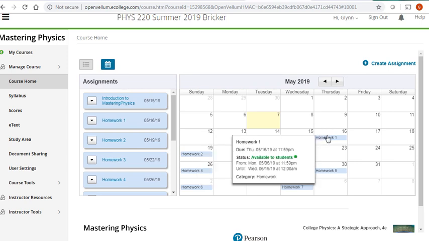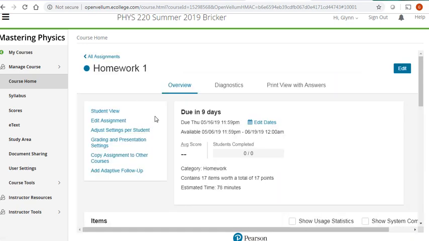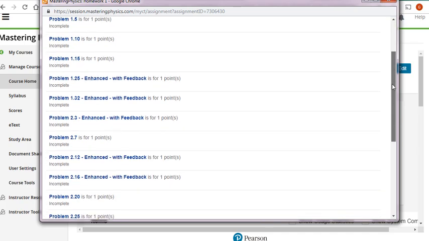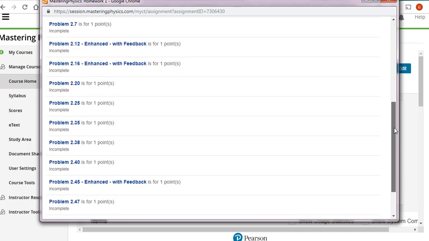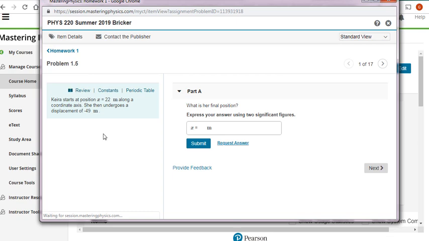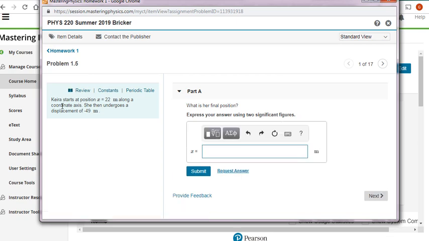The first actual homework is due on Thursday, May 16th, and it looks something like this. Student view. These are from really the back of chapter 1. The first homework is a little long because it's over a couple chapters. So the first problem will look something like this. Kiara starts at 22 meters, moves along the coordinate axis. She undergoes a displacement of -49. What is her final position? So then you enter the final position here.